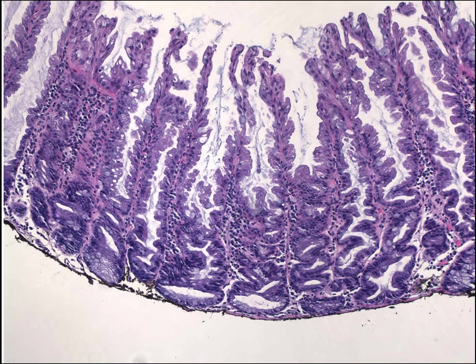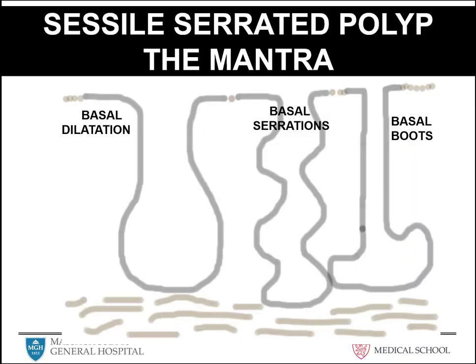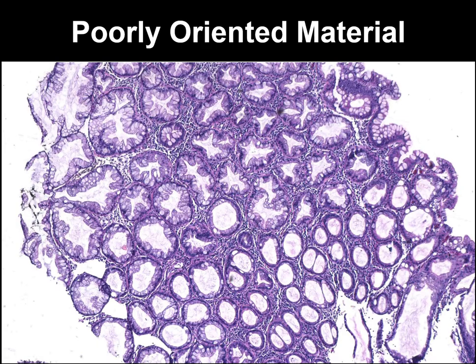So there it is again. This is a perfect SSL, dilated crypts, boot-shaped forms, and serrations that go all the way to the base. There it is. There's your mantra: basal dilatation, basal serrations, and basal boots. Now, to see all of that, you need to have a decently oriented section from that polyp. Not infrequently, we'll cut them parallel to the surface, and so all you see is serrations, but you have no idea whether these serrations are on the surface or are they at the very base.